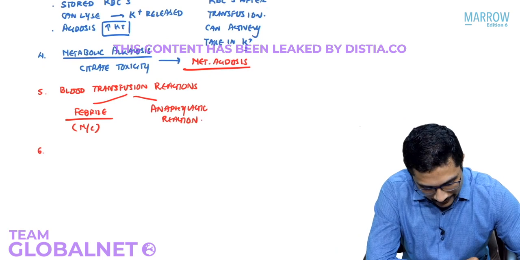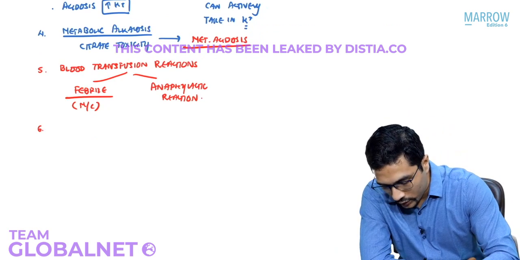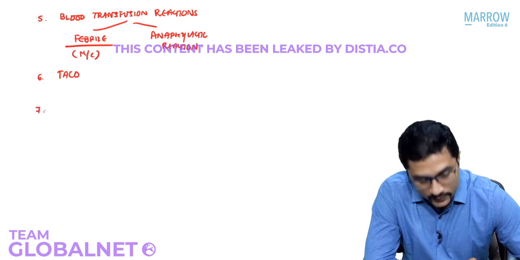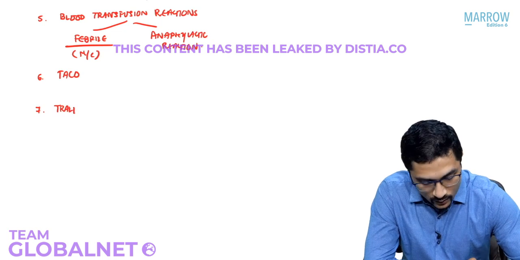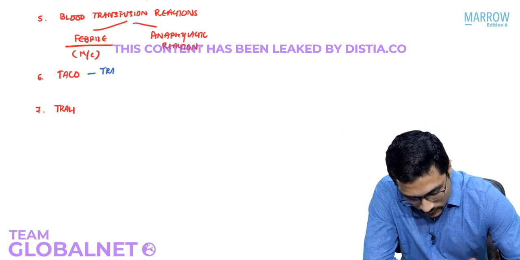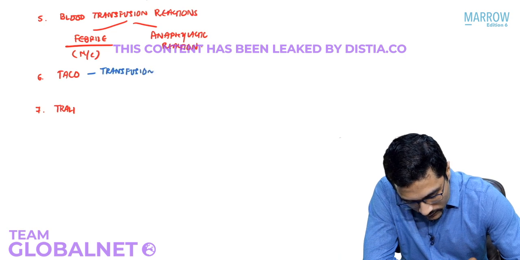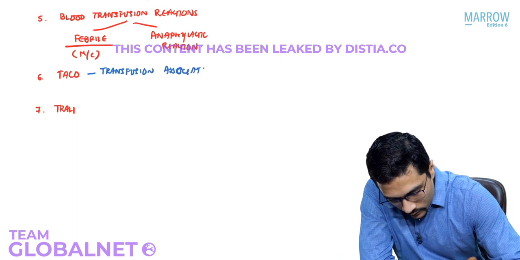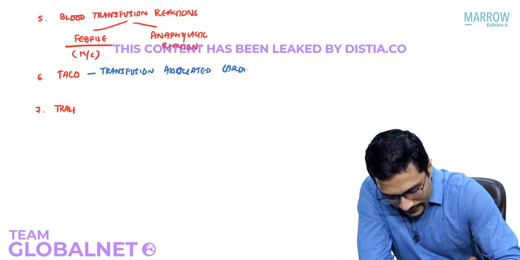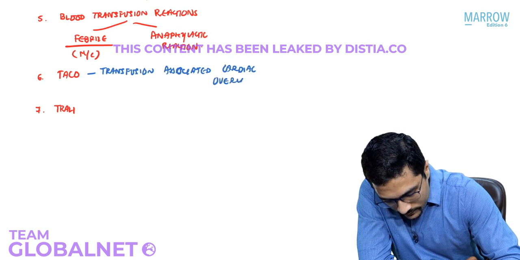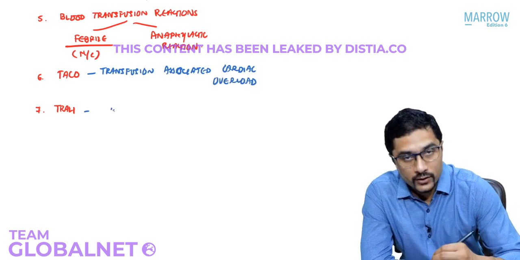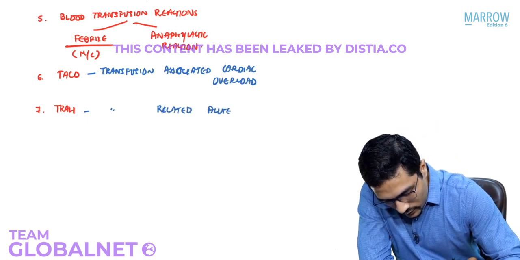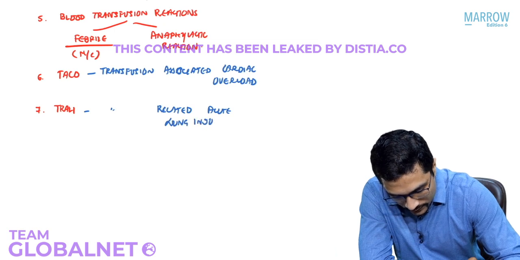Other problems which can happen in these patients: there are two terms which I want you to know. These two terms have also been asked in the exam in the last 2 years. TACO and TRALI. What is TACO? TACO is transfusion associated cardiac overload. And TRALI is transfusion related acute lung injury.